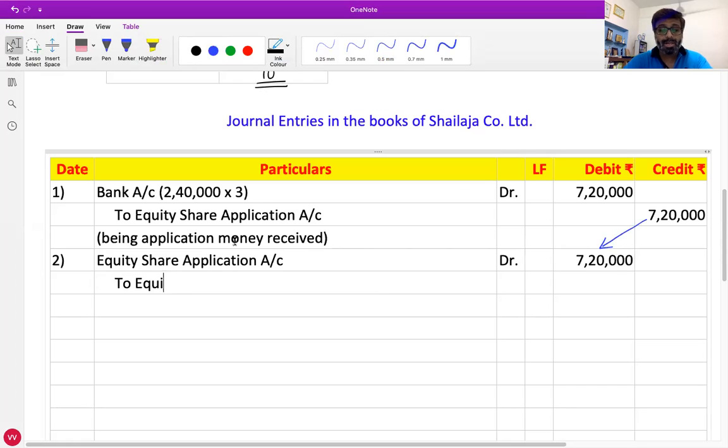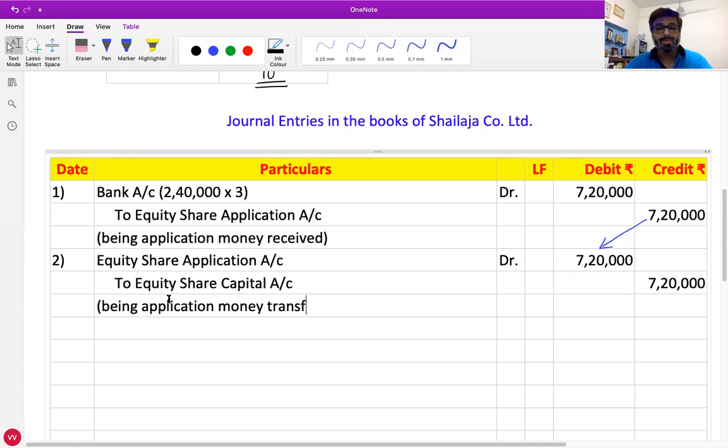It will be transferred to equity share capital account. There is no refund, so bank account will not come. Any confusions with the second entry? No. Being application money transferred to share capital.